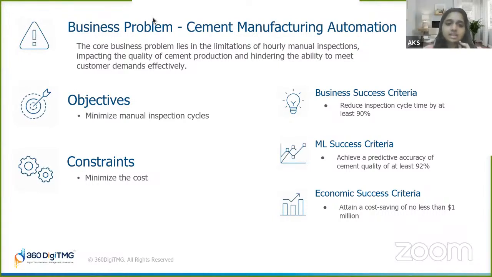So to tackle it, what we suggested was we could use machine learning because that could reduce that time cycle. So that was our objective: to minimize the manual inspection cycles. However, we had our own business constraints, that was basically to minimize the cost. So we had to do it in such a way that they don't have to spend a lot in correcting it, but we could also reduce the time of the inspection cycles.